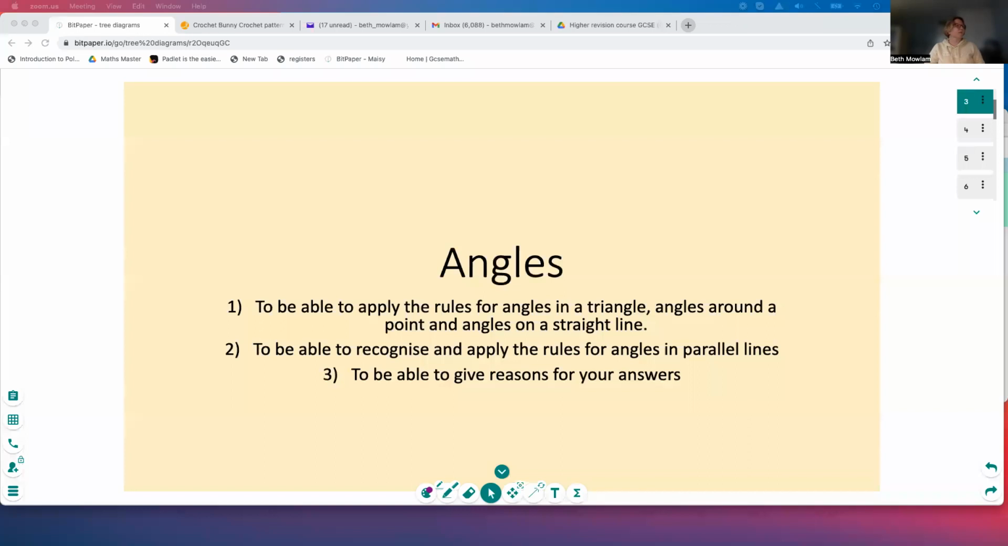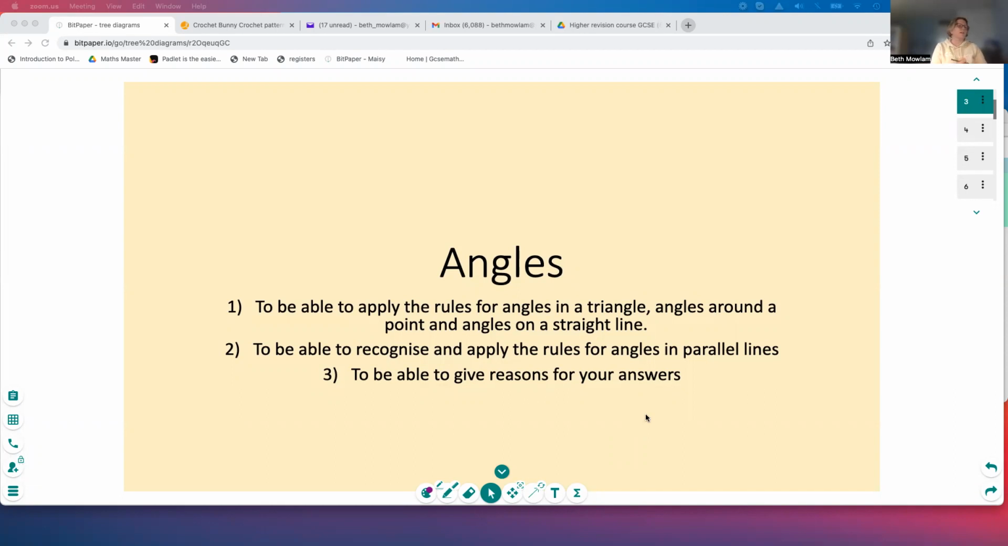Hi, today we'll be looking at angles. I'll share my screen with you and show you what the plan is. So the idea is we'll be able to apply the rules for angles in a triangle, angles around a point, and angles on a straight line. So I'll be able to work out missing angles using those rules.